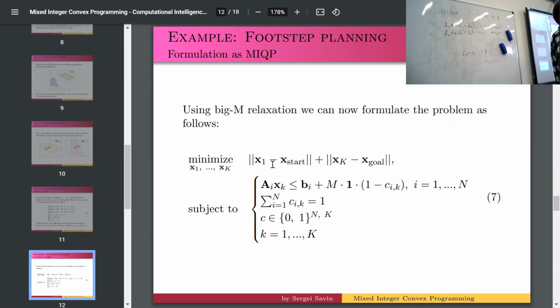Yeah, for example, 20 steps, let's say, or 14 in the example on the blackboard. So k is any integer number. It's not a variable here, it's just an index. Okay, n here is a number of polygons.